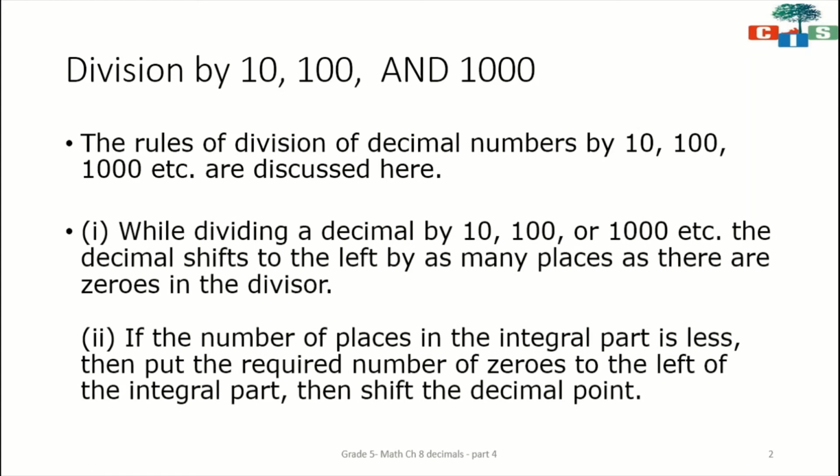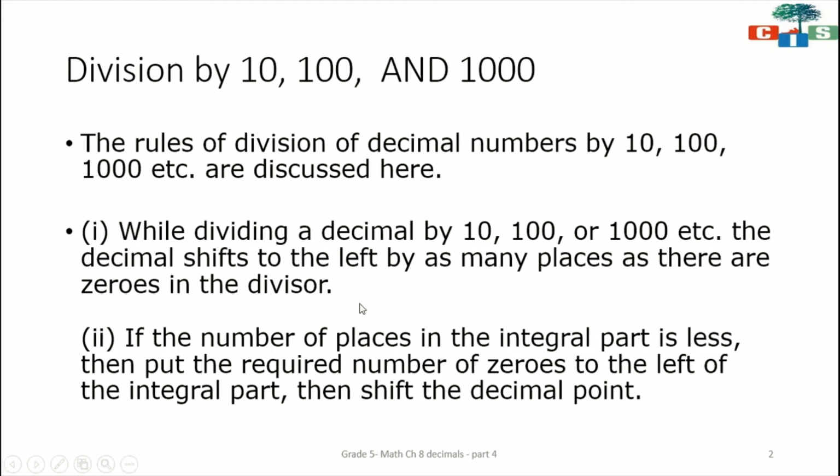So here we have few basic rules, that is, while dividing a decimal by 10, 100 or 1000, the decimal point shifts to the left by as many places as there are zeros in the divisor. First of all scholars, you have to count the number of the zeros in the divisor, and then you have to shift the decimal point towards its left side, and in multiplication we used to shift to the right side.